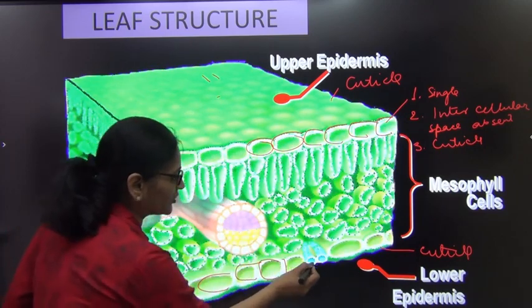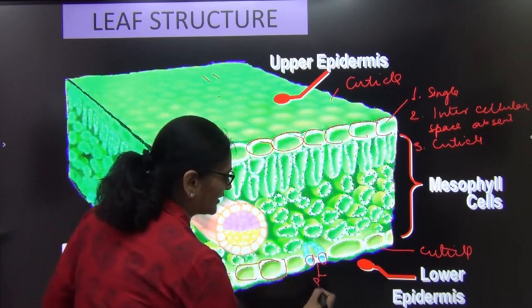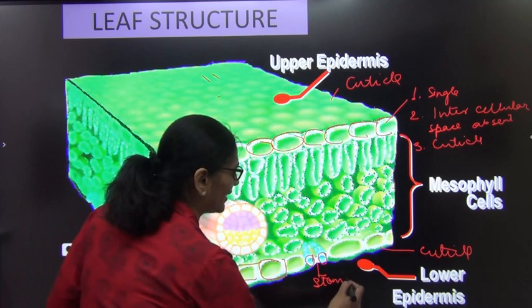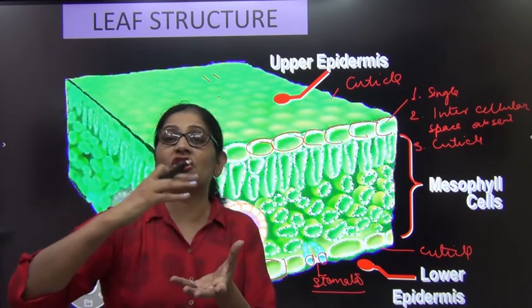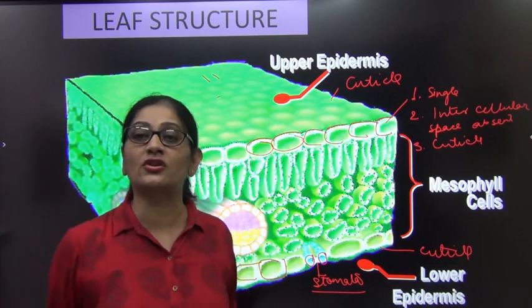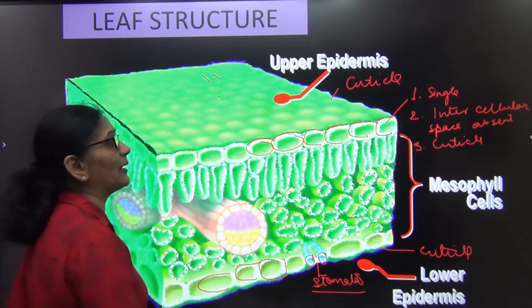So it has minute apertures in between this epidermis, which is known as stomata, and it is through this stomata that the gases exchange actually takes place. But as gases exchange is taking place, even water is lost through the stomata. The leaves have more stomata on the lower epidermis than the upper epidermis.